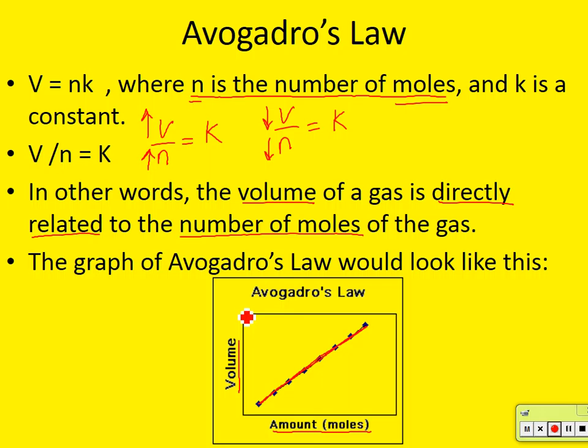Guys, I hope that you remember a little bit about graphs and how they work. The dependent variable always goes on the y-axis. Isn't volume dependent on how many moles you put in it? Yeah. Sure. So the dependent one goes here. So volume will go on the y-axis there.